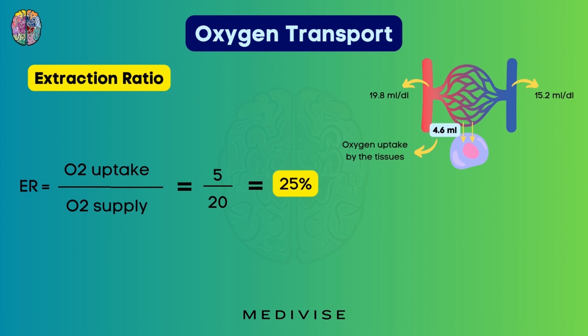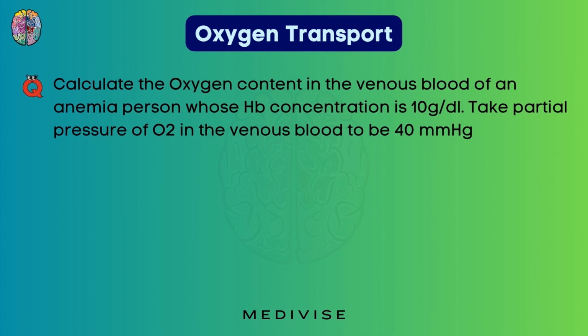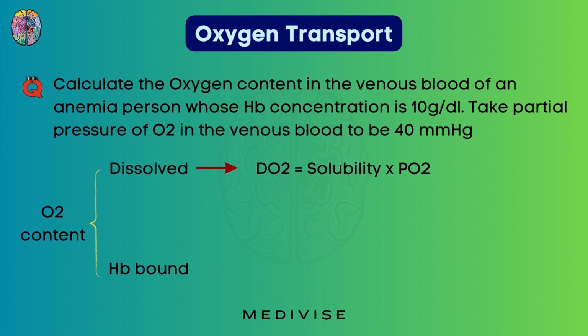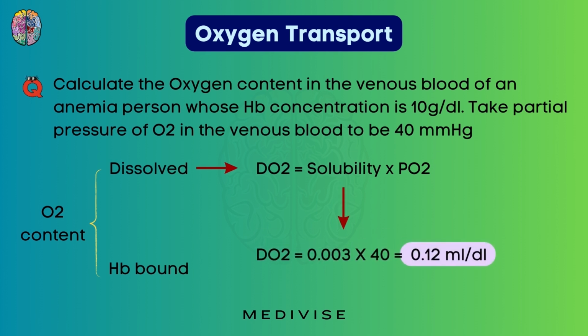Important to remember. Now let's finish this video with an interesting question. Calculate the oxygen content in the venous blood of an anemic person whose hemoglobin concentration is 10 grams per deciliter. Take partial pressure of oxygen in venous blood to be 40 mmHg. In order to calculate the oxygen content, we need to calculate two things: dissolved and hemoglobin bound oxygen. Dissolved oxygen is calculated using Henry's law. Here we know the solubility, which is 0.003, and the partial pressure of oxygen in venous blood. Why are we taking venous blood? Because look at the question. The question is asking to calculate the oxygen content in venous blood, so we take the partial pressure of oxygen also in the venous blood. Multiplying the two figures, we get a value of 0.12 ml per deciliter.